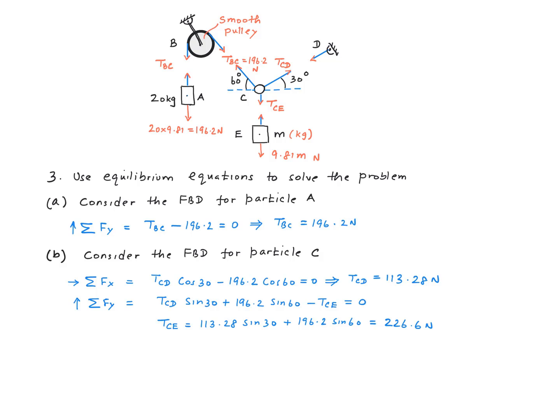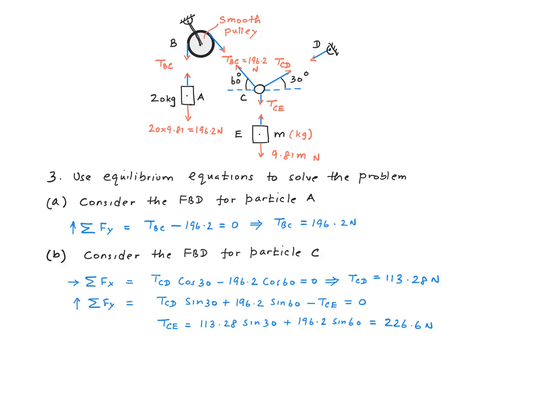Now we can go to particle C, because the number of unknowns has decreased from 3 to 2. First I write down the equilibrium equation in the horizontal direction. That allows me to find a value for TCD. TCD is calculated to be 113.28 Newtons. And then I write down the equilibrium equation in the vertical direction, and that allows me to find a value for TCE. TCE is calculated to be 226.6 Newtons. At this point, we have all the tensions.